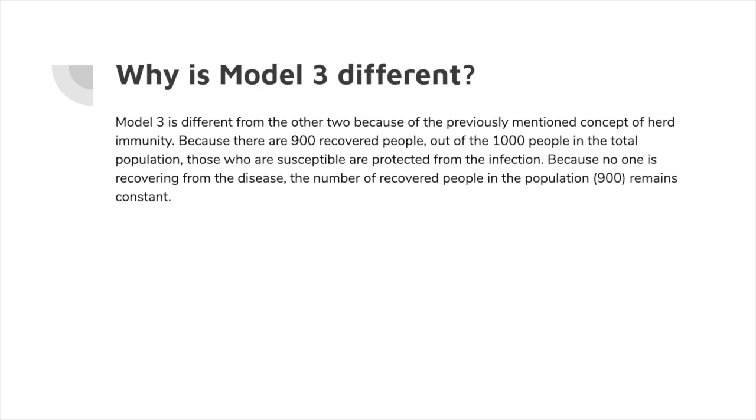So, like I said, herd immunity is the resistance to the spread of a contagious disease within a population, and it results from a sufficiently high proportion of individuals that are immune to the disease, especially through vaccination. So because there's 900 recovered people out of the 1,000 people in the total population, those who are susceptible are protected.